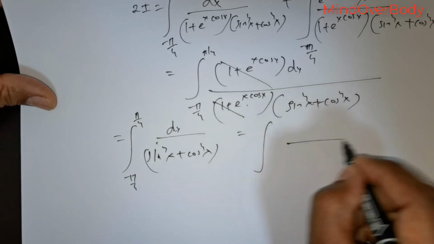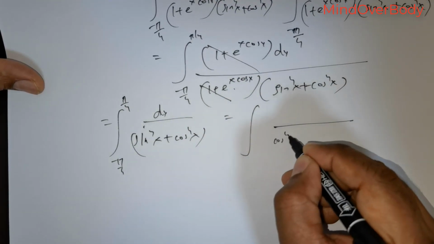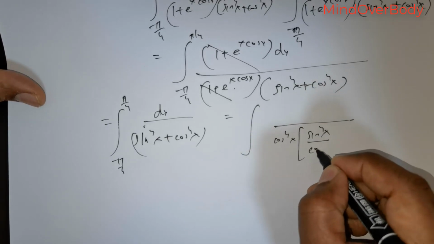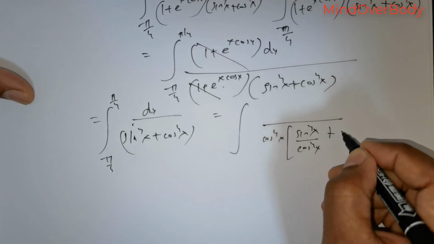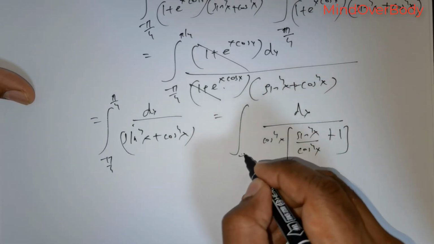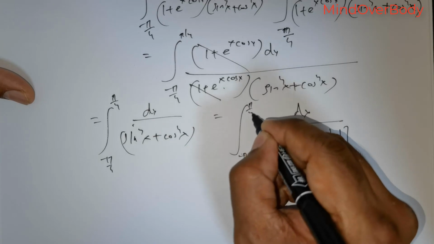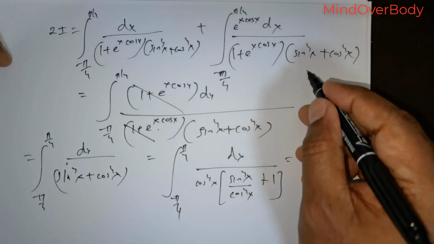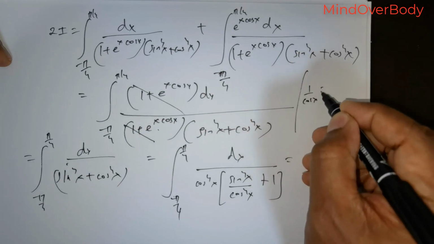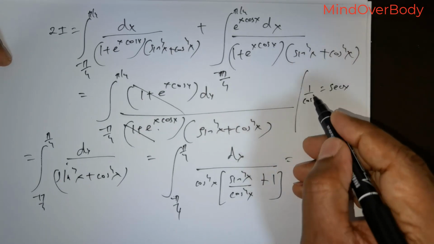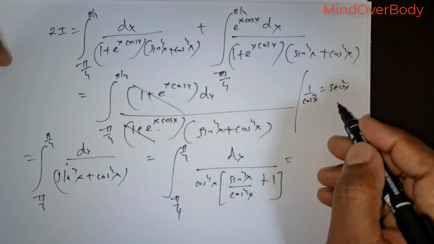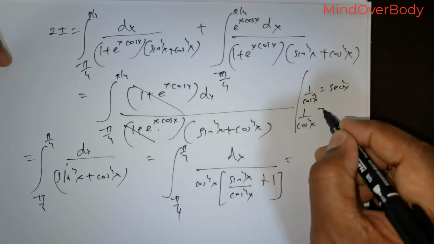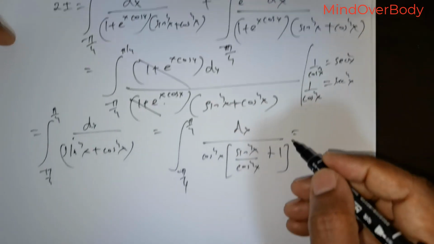Now what I wish to do is take cos out. So cos^4 x comes out, so this is going to be sin^4 x divided by cos^4 x + 1. You got the dx there. This is from -pi/4 to pi/4. So this is equal to, now 1 over cos x is equal to secant x. 1 over cos squared x is secant squared x, and 1 over cos^4 x is equal to secant^4 x, right?